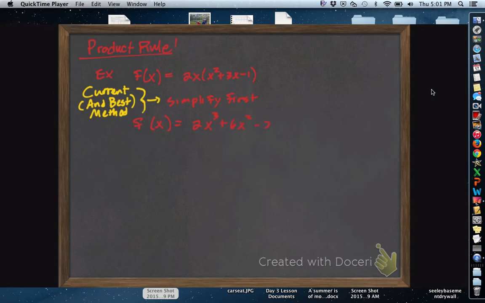So here's all this simplifying I was talking about. I distribute, the good old-fashioned way: I take that 2x and multiply it by each term inside, and then you get this function. Then you'd say, all right, I'm ready for the derivative. The derivative of 2x cubed is 6x squared, and then the derivative of 6x squared is 12x, and the derivative of negative 2x is negative 2. Done. That's it. We're done with the derivative. We'd move on.